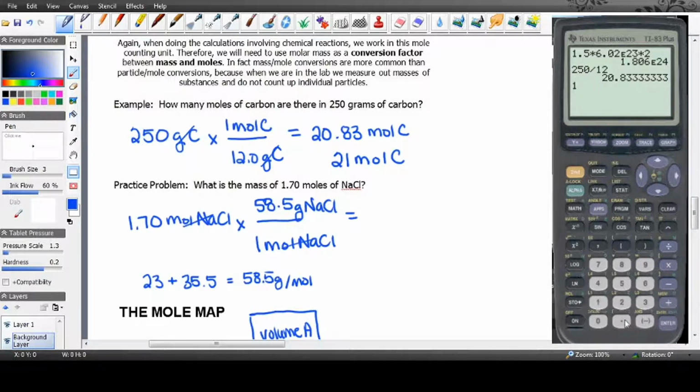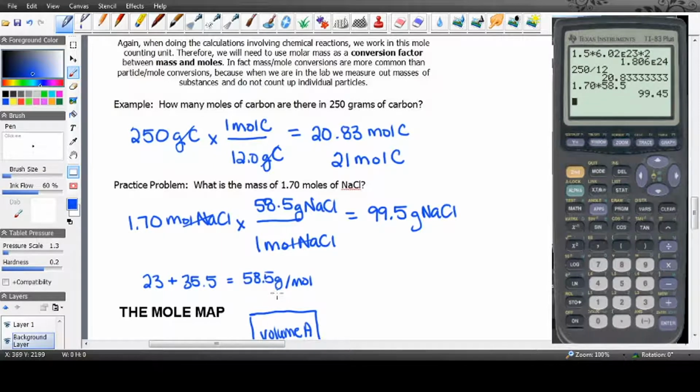So 1.70 times 58.5. And we're going to need 3 sig figs here, so we're going to go with 99.5. 99.5 grams of NaCl. So there we have it.